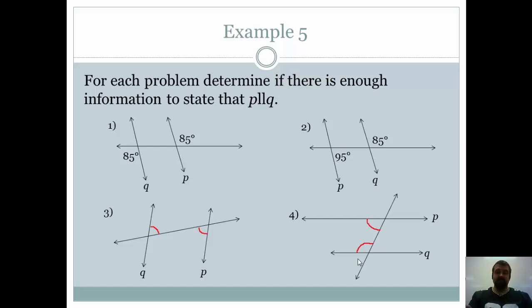Because honestly, if those two are congruent, it very well could be that they are parallel. However, they would both have to be 90, and seeing they're not marked as 90, I'm not going to say they're parallel. So, not enough information.